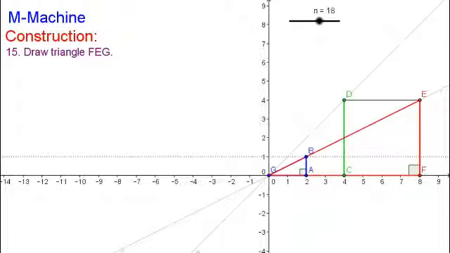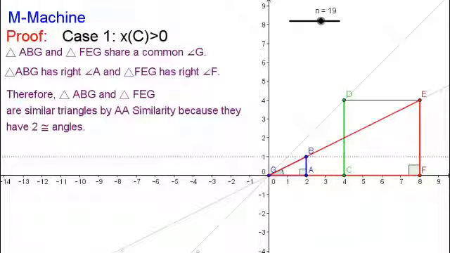Proof. There are two cases for the proof of the M-machine. Case 1, when the x-coordinate of point C is greater than 0. If the x-coordinate of point C is greater than 0, you will have two triangles on the right-hand side. Both of these triangles will share a common angle, G. Triangle ABG and triangle FEG share a common angle, G, which means that it is congruent to both.